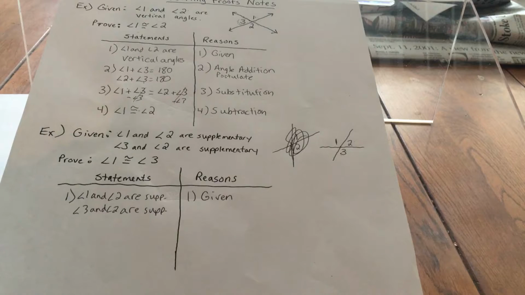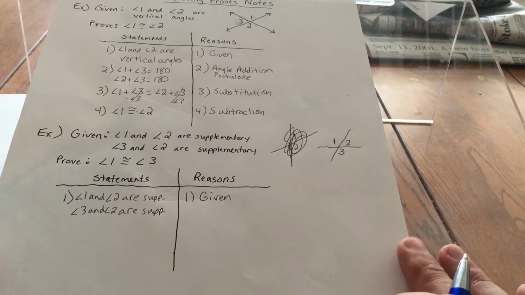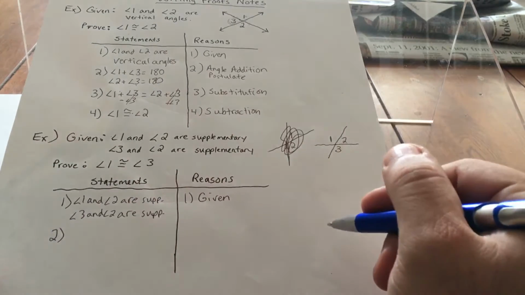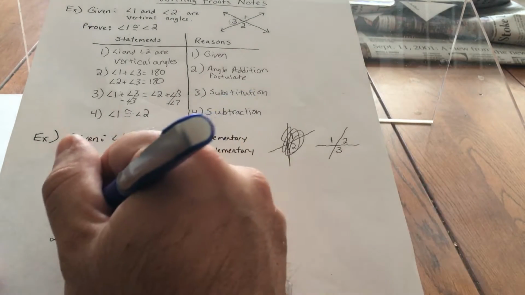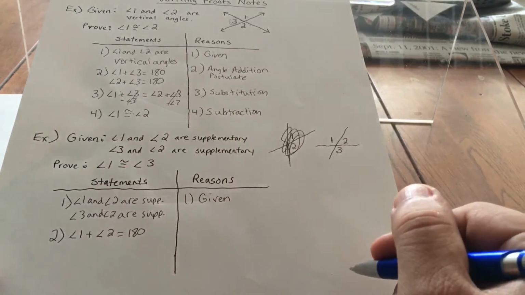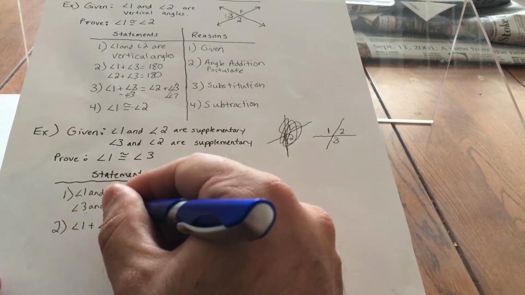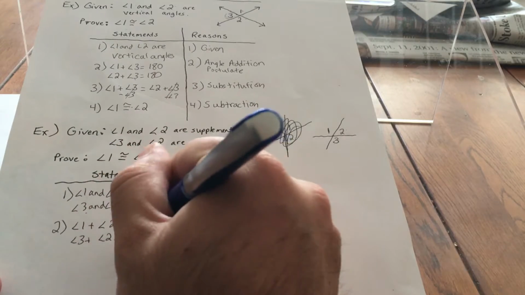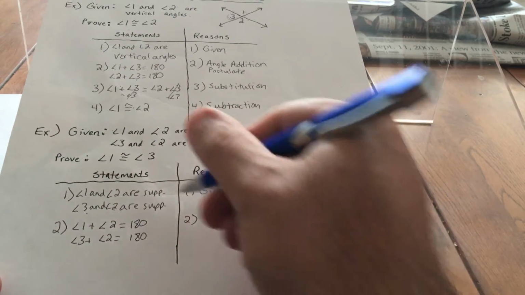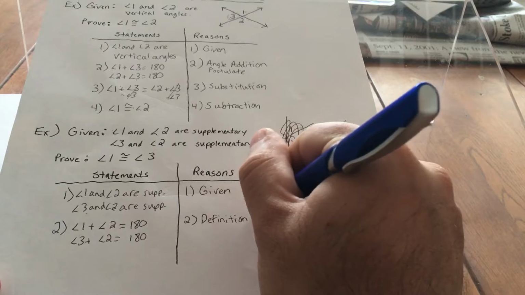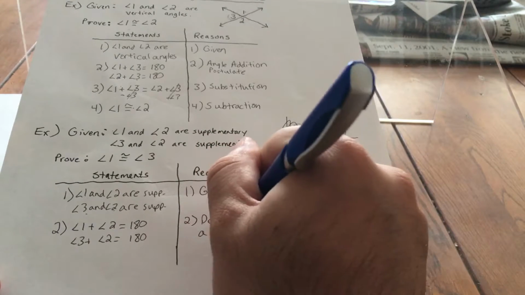All right, so the next thing, our goal is to get to a place where angle 1 is congruent to angle 3. So what is the definition of a supplementary angle? That's going to be our second statement here. Notice angle 1 and angle 2 are supplementary, so that means that angle 1 plus angle 2 is equal to 180 degrees. All right, also notice angle 3 and 2 are supplementary, so that means that angle 3 plus angle 2 is also equal to 180 degrees. And the reason is, well, that's the definition of a supplementary angle. Okay, so we can say this is the definition of a supplementary angle.